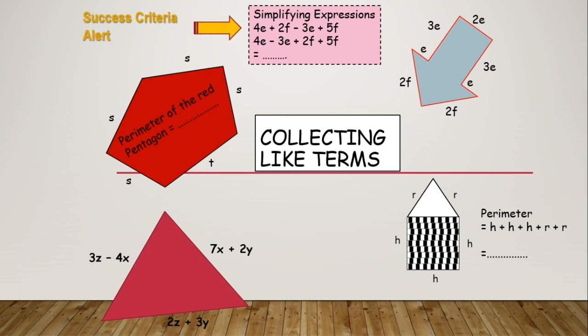Okay, starting off with the pink one at the top. So I've got 4e. Look what they've done there. So the first part of the question is actually 4e plus 2f minus 3e plus 5f. So what you can do to make things easier for yourself sometimes is rewrite the expression where you put the e's together and then the f's together. So what they've done here is 4e minus 3e first, okay, and then 2f plus 5f.